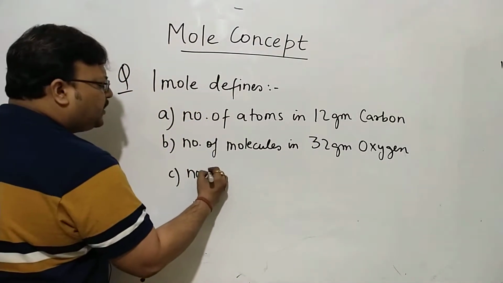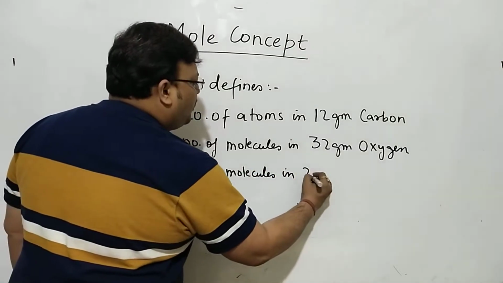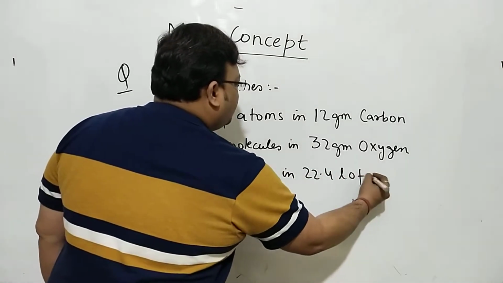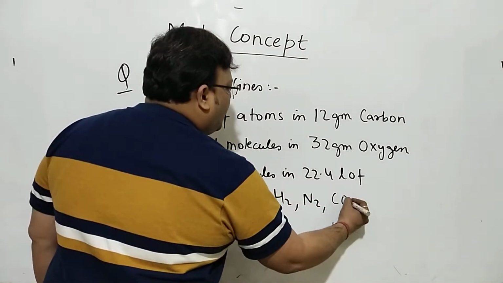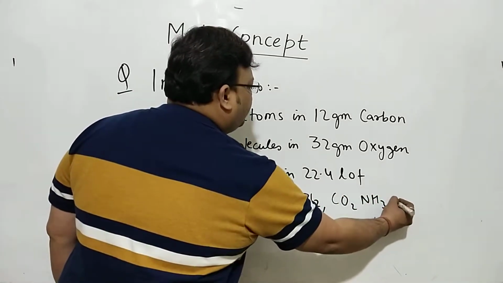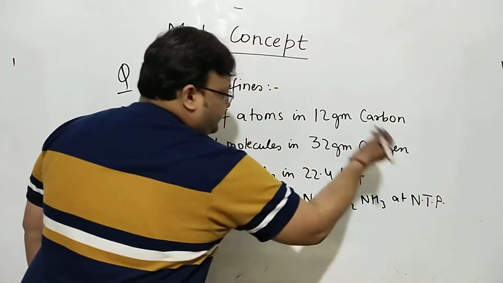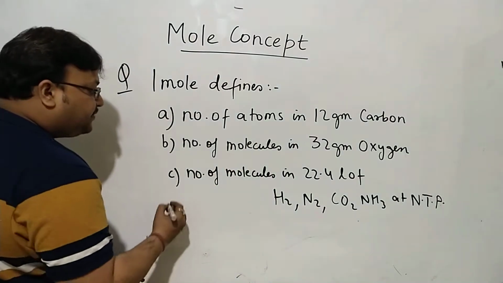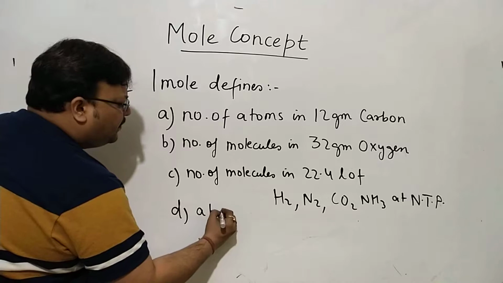Suppose number of molecules in 22.4 liters of any gas. It could be hydrogen, it could be nitrogen, it could be carbon dioxide, ammonia, etc., at NTP, 0 degree Celsius, 1 atmosphere pressure. And option D is: 1 mole defines a pure number.